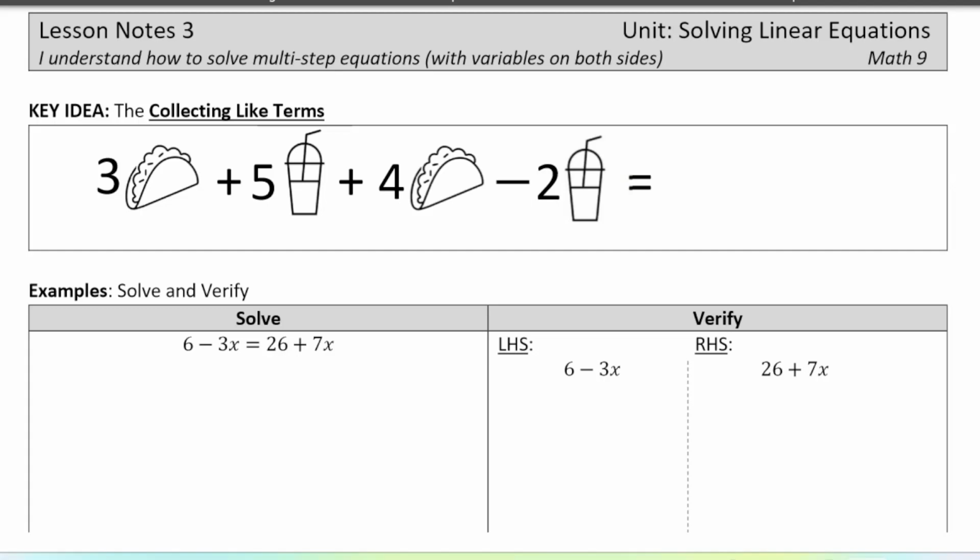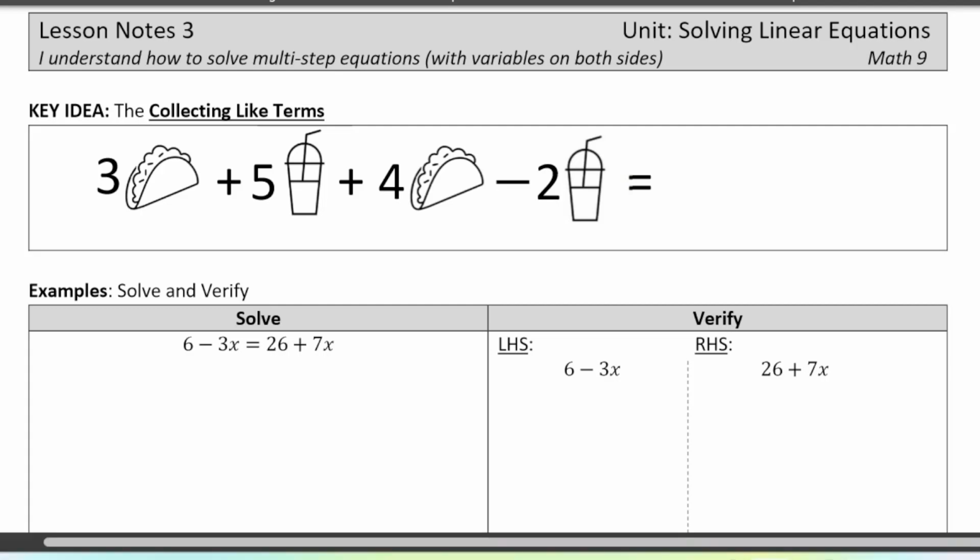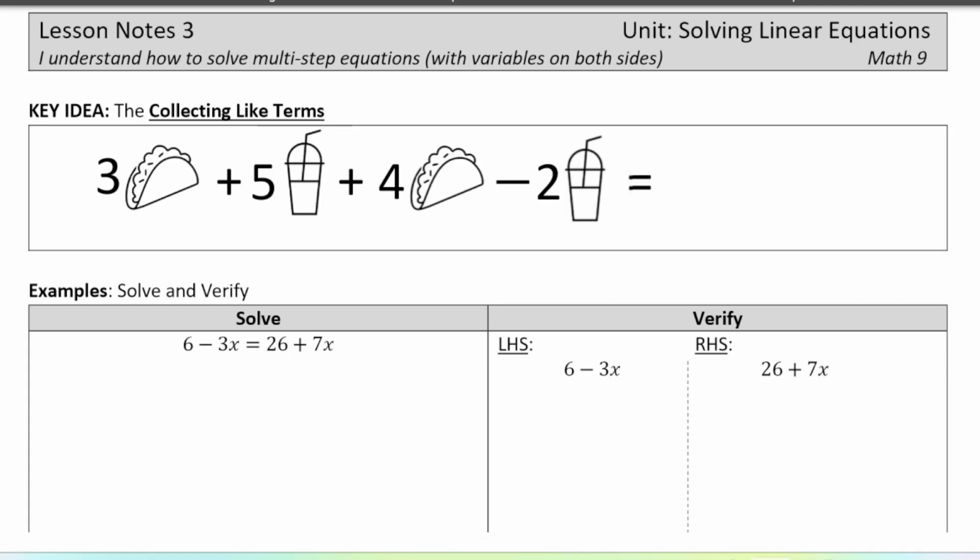This is lesson 3 of the Solving Linear Equations unit, and we are solving multi-step equations, so equations with more than 2 steps essentially. And there's going to be variables on both sides of the equation, which might be new for you. This might be the first time you've seen that. What I would like to do is come back to our taco analogy from the previous lesson and just remind you about collecting like terms, because we're going to need to do that here.